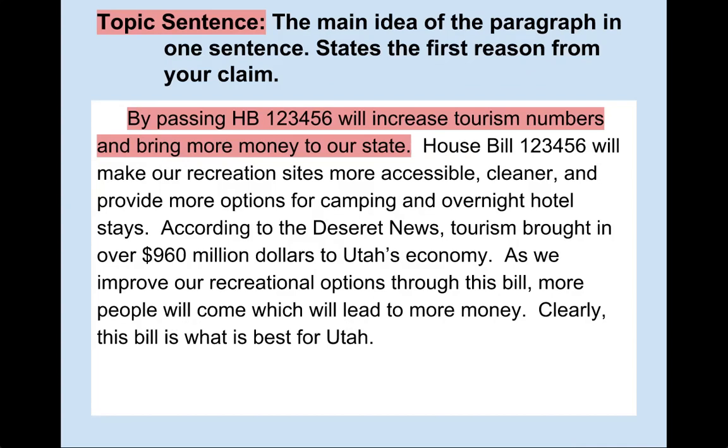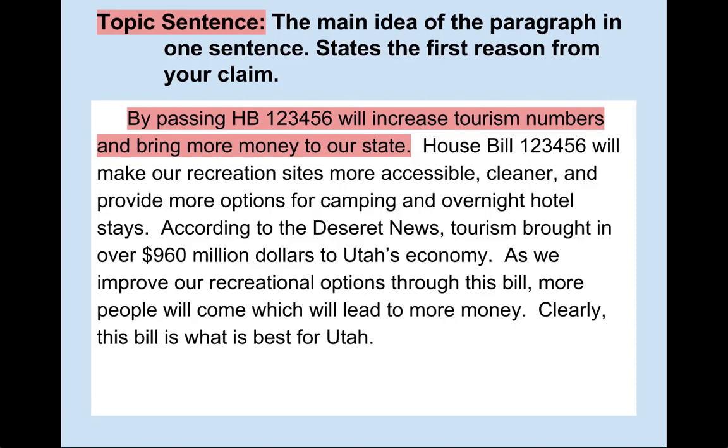Okay, so the first part of your body paragraph will start with a topic sentence. The topic sentence is the main idea of the paragraph in one sentence. It states the first reason from your claim. My example bill is HB 123456, which is talking about increasing money for outdoor parks and recreation. My first reason talked about in my claim was that it would increase tourism numbers.